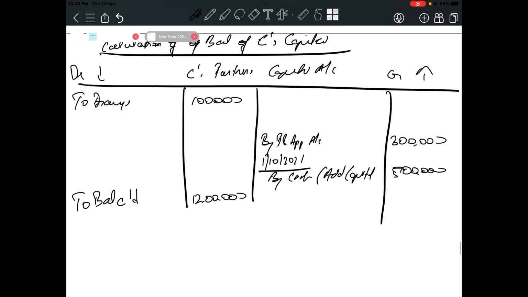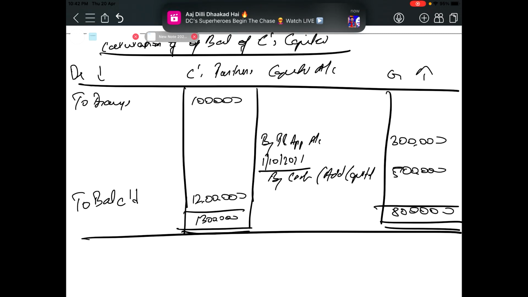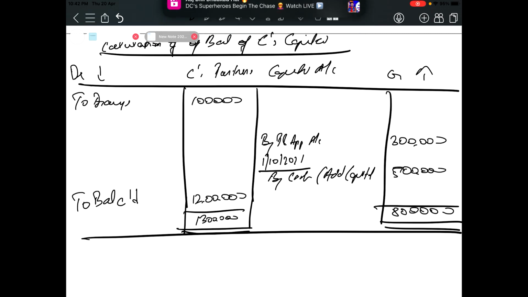So now see, no other item is there, okay. So what is the total of the debit side? 13 lakhs. And what is the total of the credit side? 8 lakhs. Can I write 13 and 8 lakhs this way? No, I cannot do that, right? So what I'll have to do, this side will also be 13 lakhs, okay. But there is a difference of 5 lakh rupees. See, this is 8 lakhs and this is 13. So there is a difference of 5 lakhs.